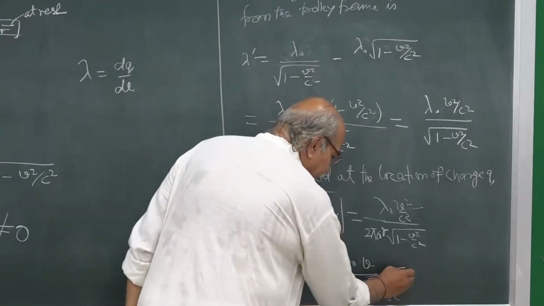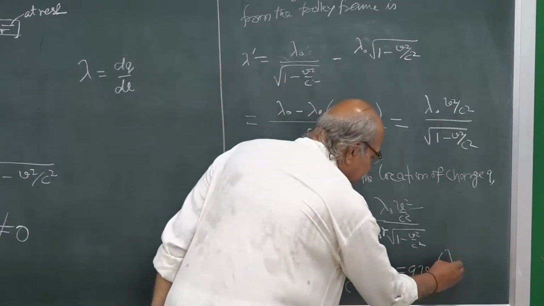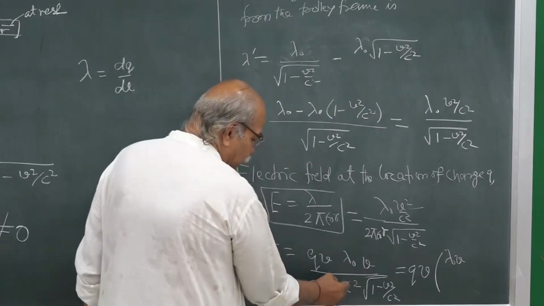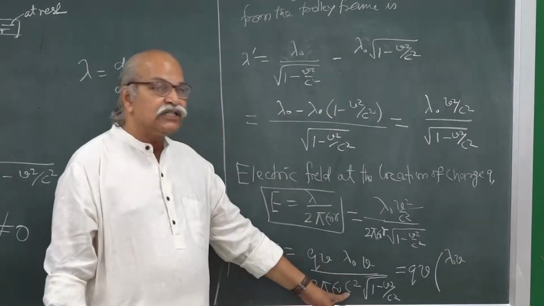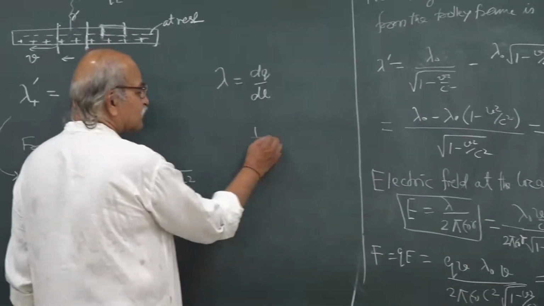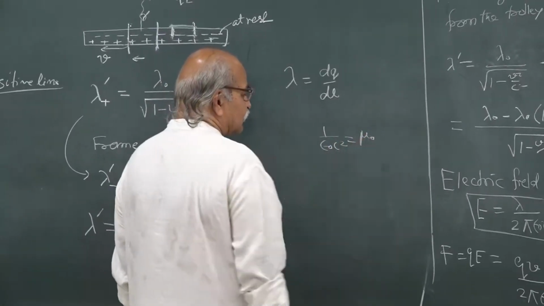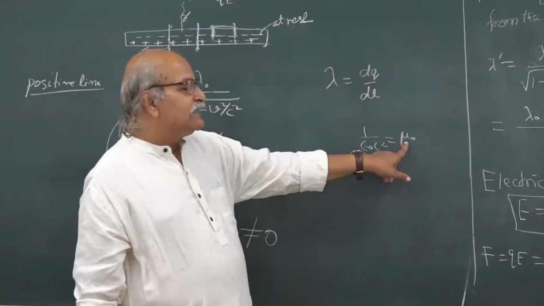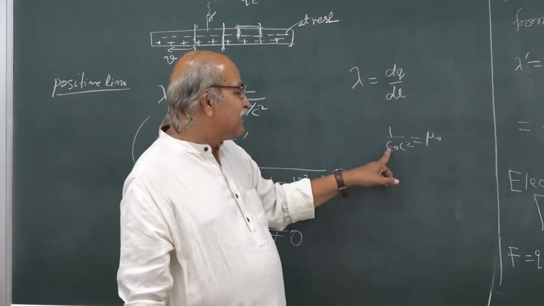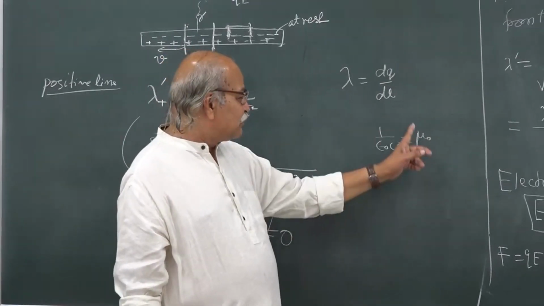So, let me write it this way: q times v times lambda naught v, and then 1 by epsilon naught c square. Remember what it is, 1 by epsilon naught c square. This is mu naught, permeability of the free space, and this is permittivity of the free space. So, this is the exact relation between these two.